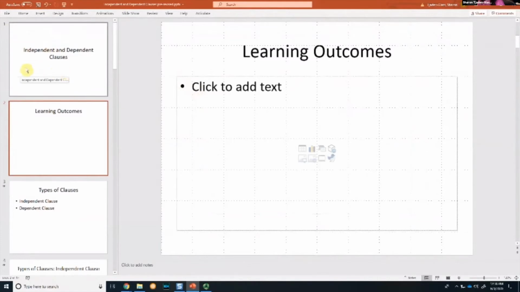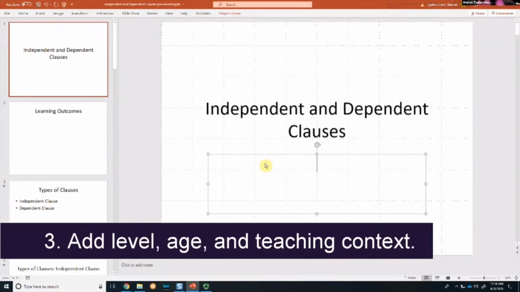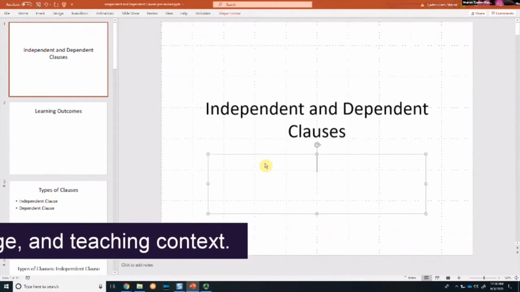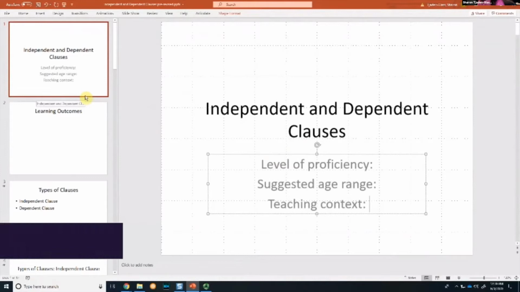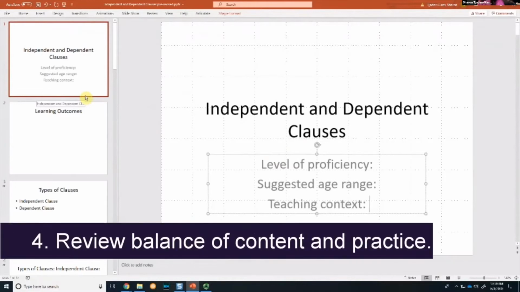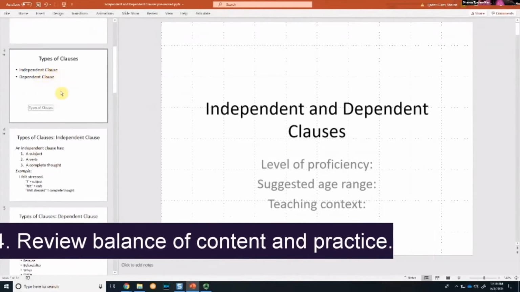I also noticed that I need to add some information here about the intended audience, the level, the age range, and the teaching context for this particular lesson. So I'll make sure to add that information here as I am doing my revisions. So now I'm going to do a quick overview of my slides to make sure that my content and my practice are balanced.